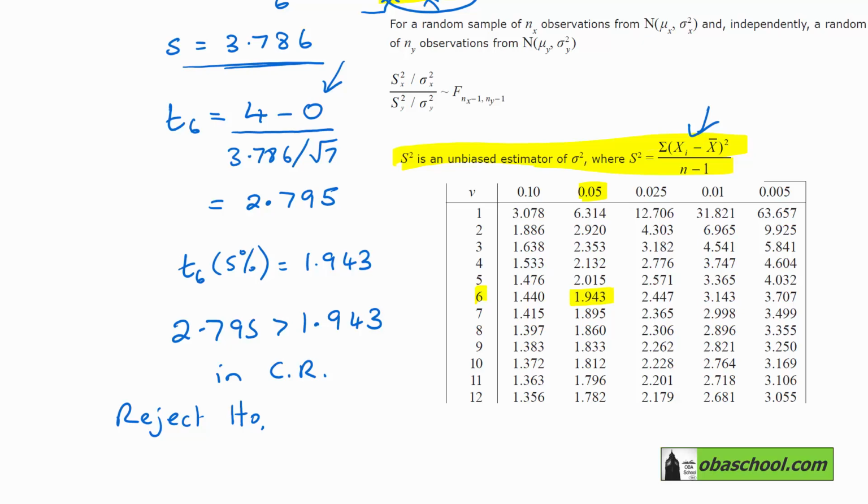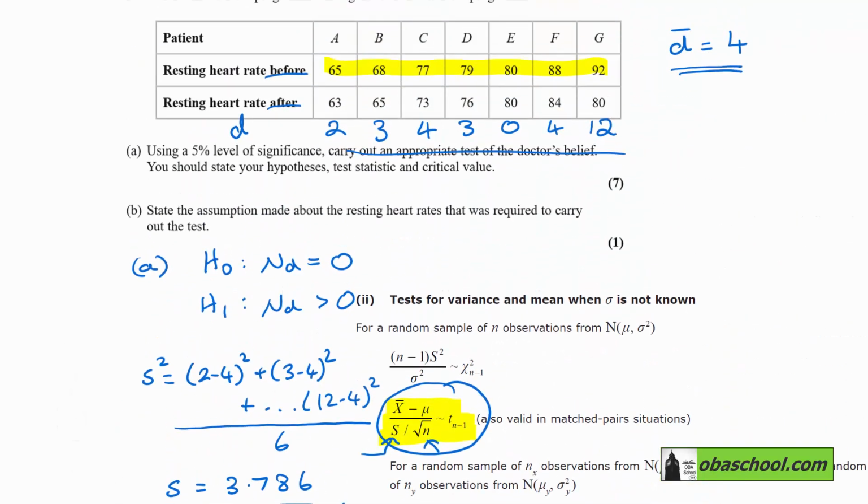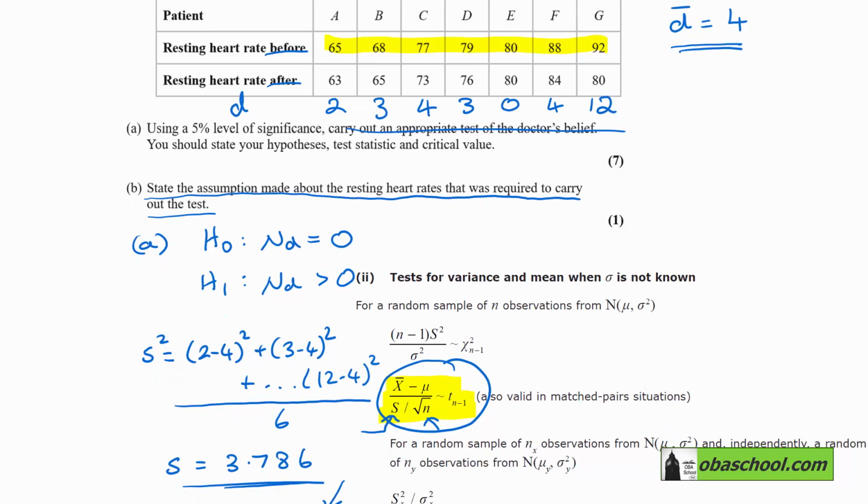Now let's go back to part B of the question. State the assumption you have made about resting heart rates that was required to carry out the test. What we have assumed is that these differences must be normally distributed, and that's required for the t-test to be valid.